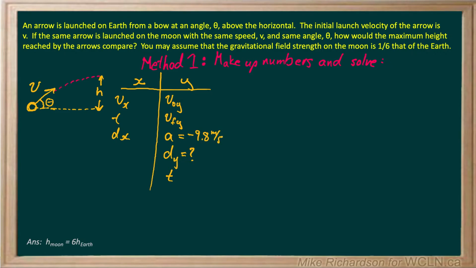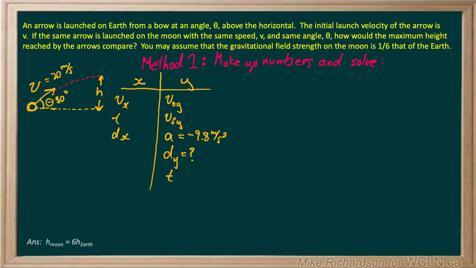So all we got to do is make up some numbers. So let's make my initial launch speed here, let's make that 20 meters per second. And let's make my initial angle 30. Now as long as I use 20 and 30 on the moon, no problem. I can compare how the height on Earth is compared to that on the moon. So let's have a look.